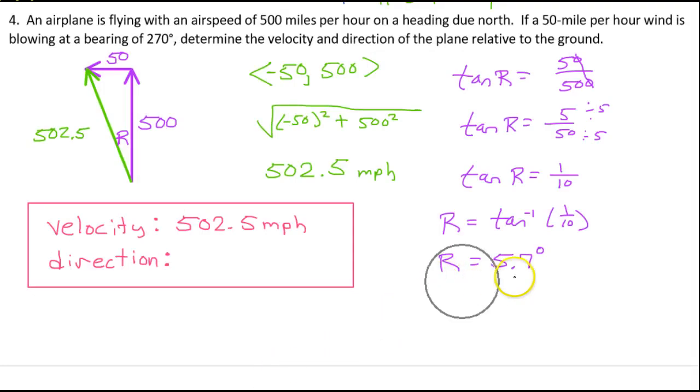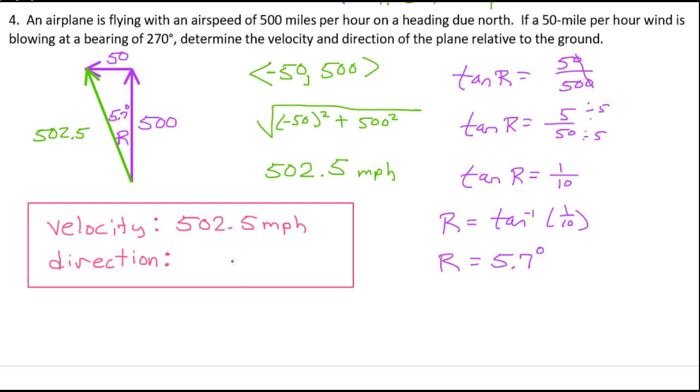Alright, so we're almost done. We found that R is 5.7. Now this is not going to be the final answer, okay? This is the angle right here, 5.7 degrees. We have to be careful about how we write the direction.